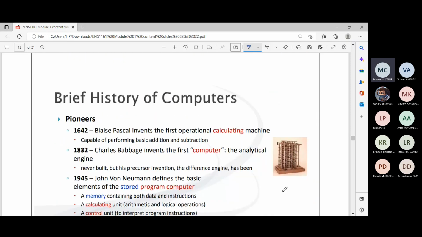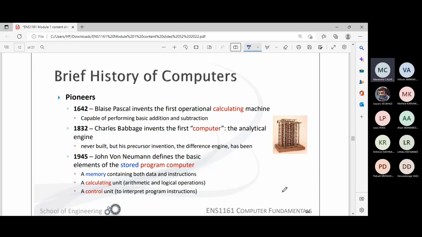Next, a brief history of computers. One interesting story comes to you. Basically, as usual, I would like to give you this opportunity to start your research life. One very important skill that you should have during your graduation time is to research, to find information from a reliable source.